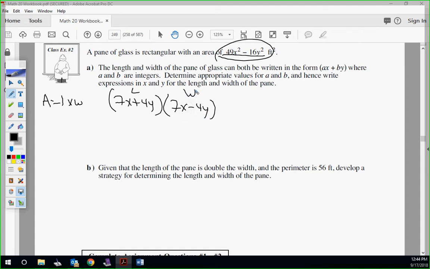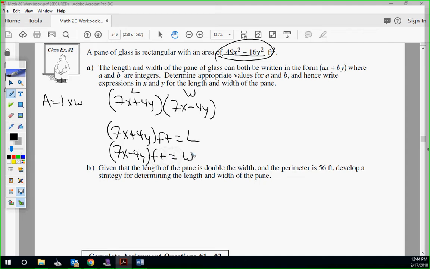It doesn't, but I typically make the length longer, so the plus one I make the length, but it doesn't matter actually. Because you can always turn the rectangle, right? And now your length and width is just flipped. Okay, and then what I want you to say is, if that's my length, we'll say 7x plus 4y feet is my length. 7x minus 4y feet is my width.